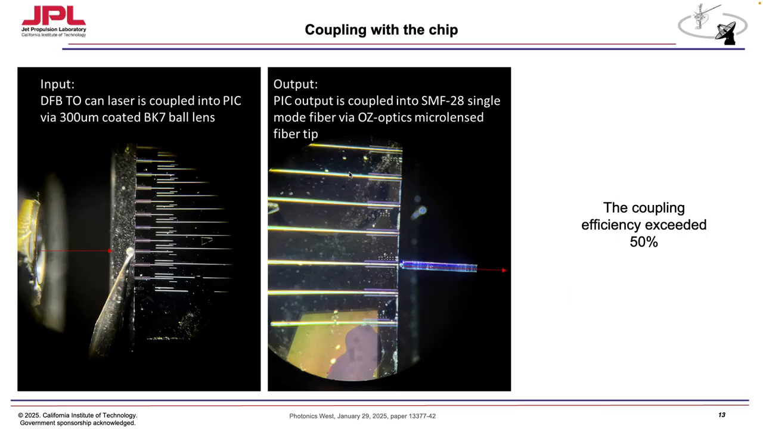So here is a picture of how it was done. This is the laser, just part of the laser with the lens, and then we have this micro lens that couples light into the microcavity, and at the output of the microchip we have a lensed fiber that collected light. So coupling efficiency exceeded 50% if you look from input to output, which is not a bad result.